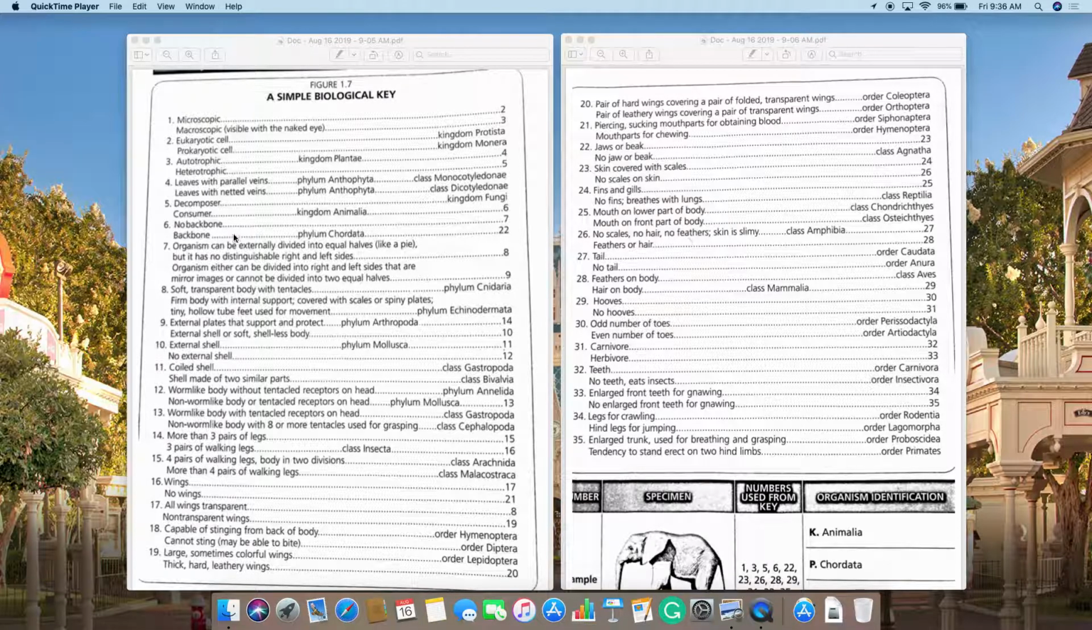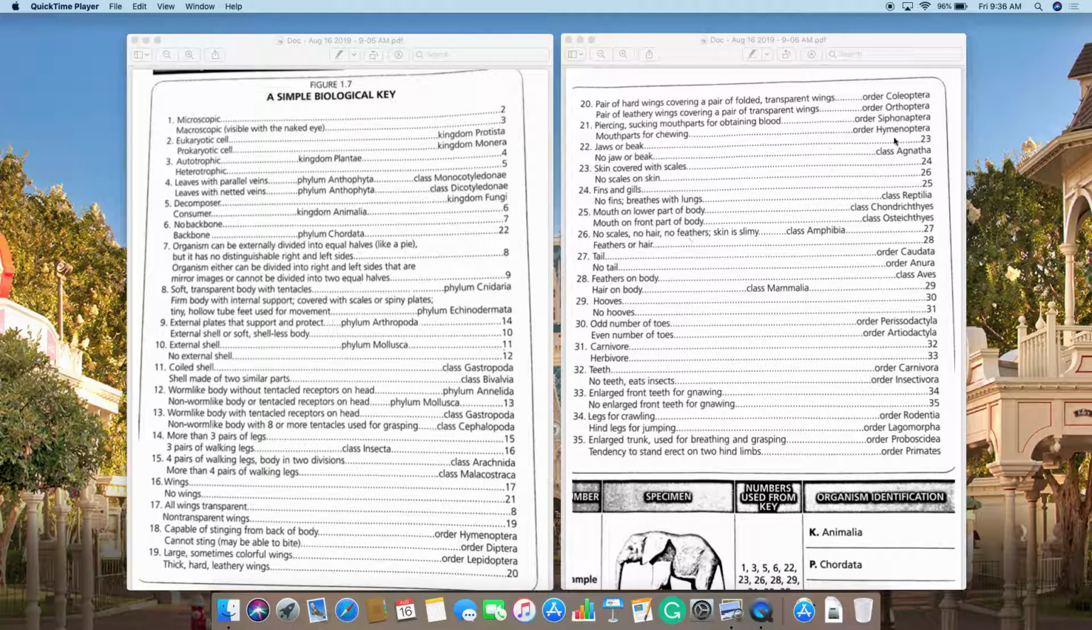Does he have a backbone or no backbone? Well, he does have a backbone. So write the number 22. And then under the P for phylum, it belongs to phylum Chordata. So let's now jump down to 22. Does he have jaws or a beak? Absolutely, he has jaws. So anything that has a hinged mouth would be considered to have a jaw.